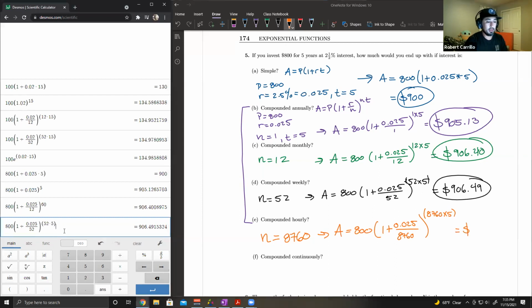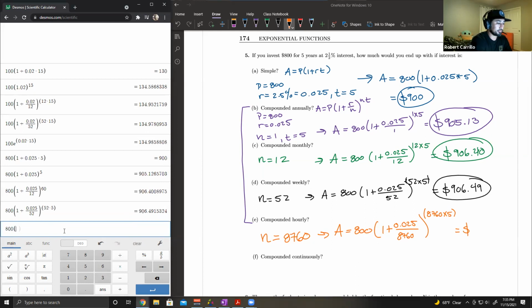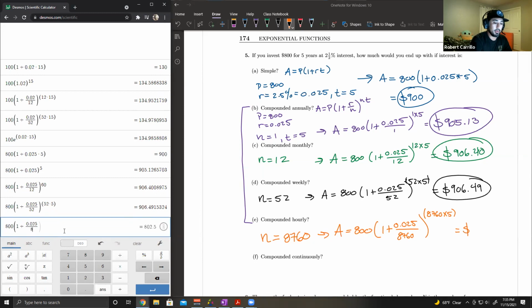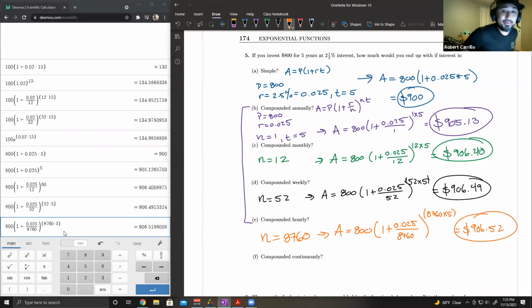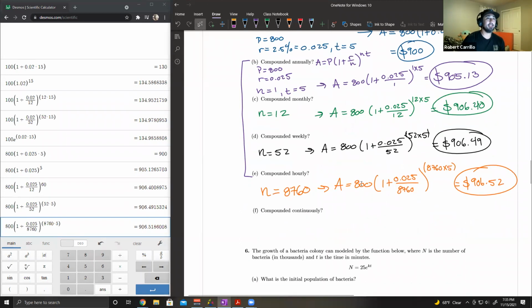So 800 times 1 plus 0.025 over 8760, raised to the parentheses 8760 times 5. And you get $906.52. Just 3 cents more than if you were compounding weekly. My goodness. We need to learn how to invest better, guys.